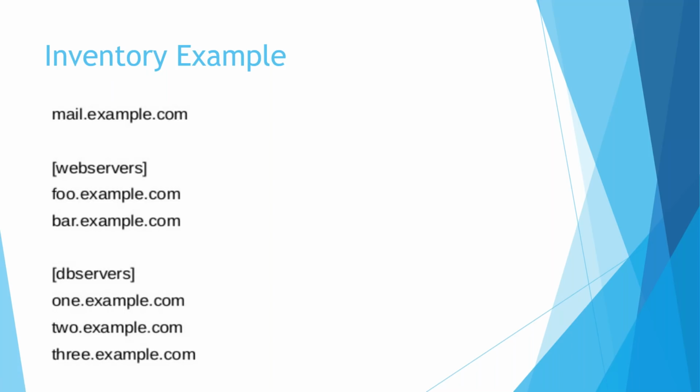Okay, so here's a very simple example of a static inventory. As you see, we can delineate. We can say these are web servers, these are database servers, and we have this undelineated mail server. So very, very simple, just a list of servers, and that's your static inventory. And dynamic basically builds the same thing, it just builds it on the fly by going somewhere and pulling it in.